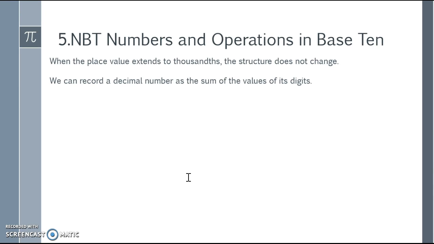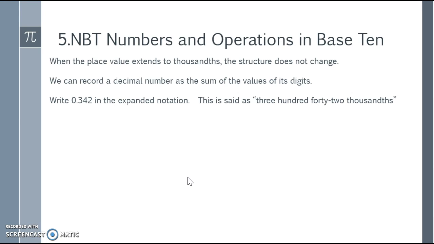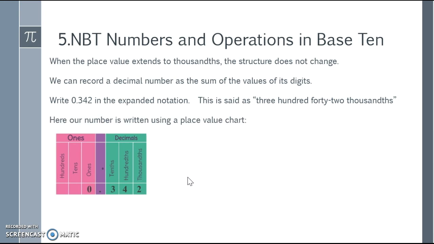When the place value extends to the thousands, the structure does not change. We can record a decimal number as the sum of the value of its digits. Write 0.342, so 342, in the expanded notation. This is said as 342 thousandths.